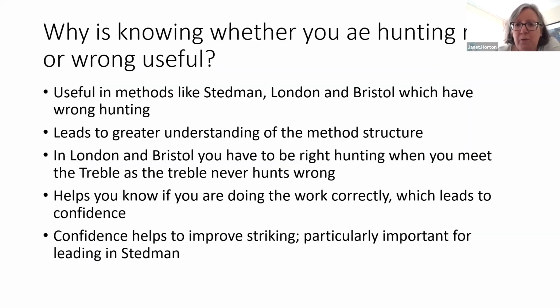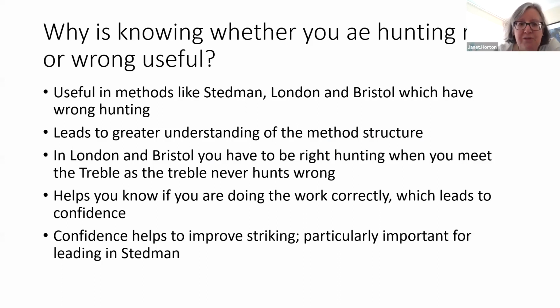So why is knowing whether you're hunting right or wrong useful? I've just spotted my typo there. I will correct that later. Well, this is useful in methods like Stedman, London and Bristol, which have wrong hunting. And if you know whether you're hunting right or wrong, it gives you a great understanding of what's going on. In London and Bristol, you have to be right hunting when you meet the treble, as the treble never hunts wrong. And in Stedman, you always have to be right hunting when you get out to 4-5.